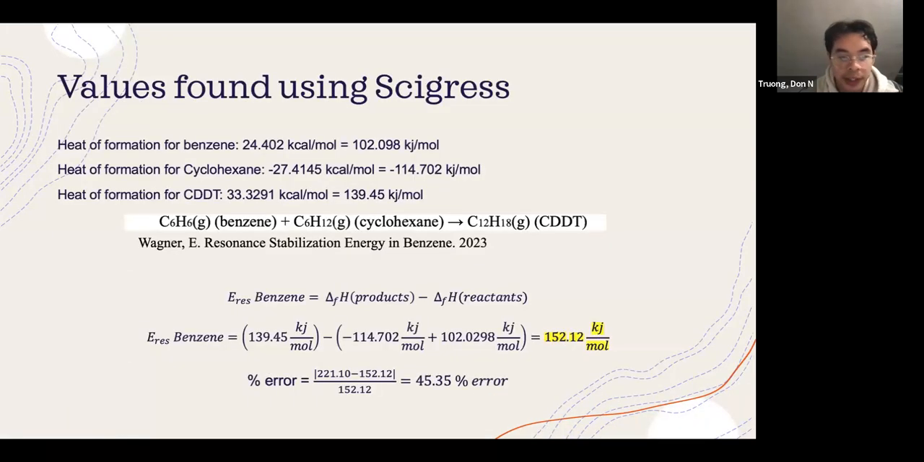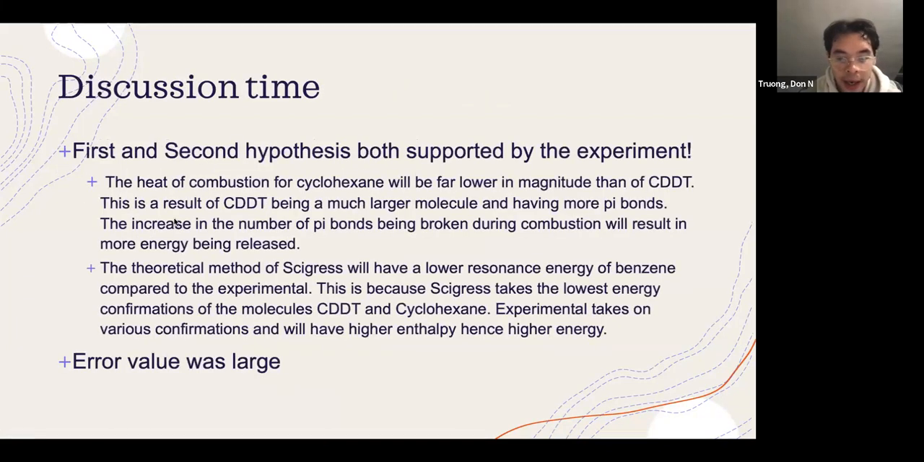And using Cygress, we're able to find the heat information for benzene, cyclohexane, and CDDT. And using this balanced equation down here, we just do products minus reactants, and we get a resonance energy of 152.12 kilojoules per mole, which is lower than the experimental value, which does support our hypothesis. And there's a 45.35% error. Like I said, for the discussion, both our hypotheses were supported, and the error was large.